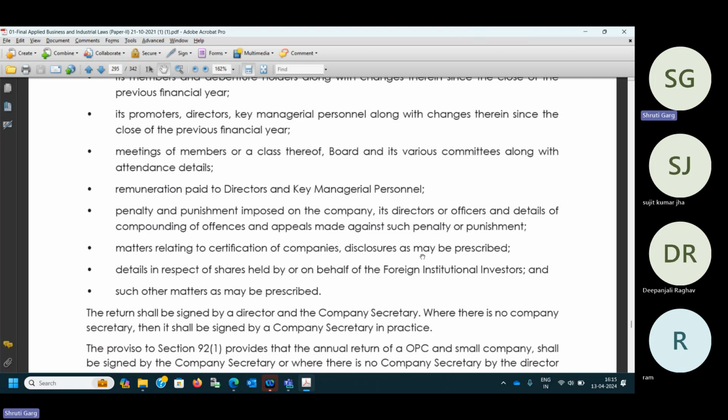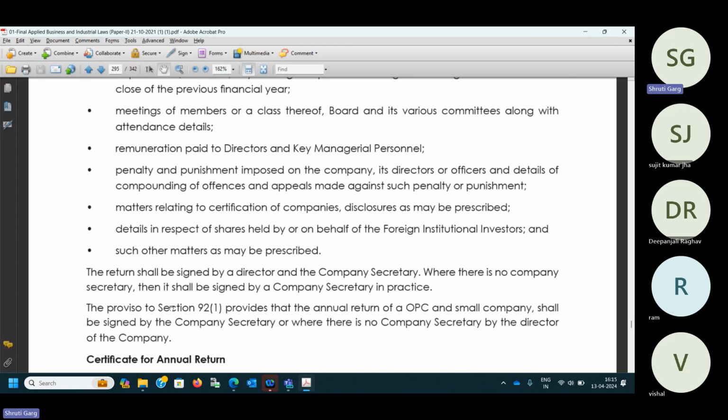Details in respect of shares held by or on behalf of foreign institutional investors and such other matters as may be prescribed. There is a particular form, a 12 to 13 page form, right? And every company has to file it. These returns shall be signed by a director and a company secretary. When there is no company secretary, then it shall be signed by a company secretary in practice.